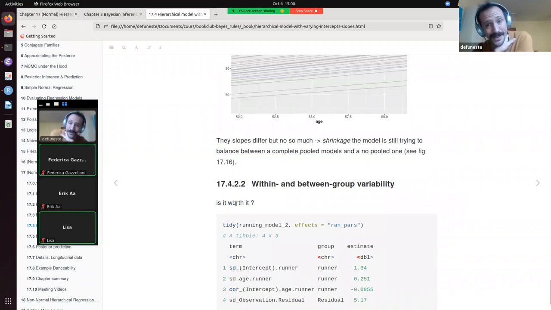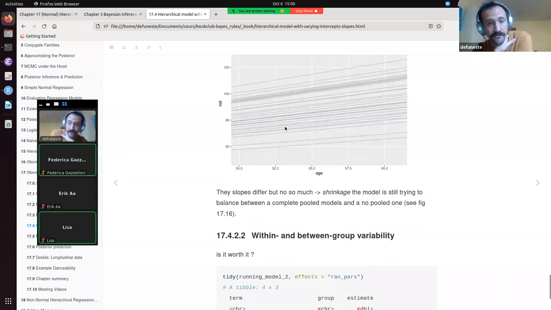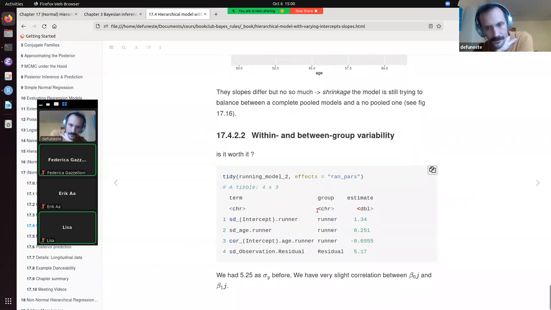So one of the questions we should ask when we see that is whether modeling and taking into account the effect of age for runners was worth it. If you check, for example, the standard deviation of the age coefficient, it's very low. It's about 0.25, that's 15 seconds. So you have a variation of 15 seconds on the age coefficient. Is it worth it or not?